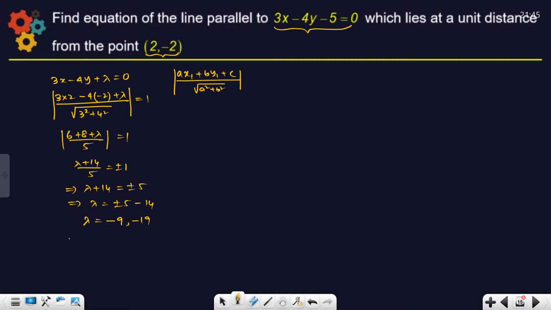Therefore, the equation of the line at unit distance from this point will be 3x minus 4y minus 9 equals 0 or 3x minus 4y minus 19 equals 0. You know why these two equations of lines are coming? Because if this point is (2, -2), there will be two such lines at unit distance from this point. That is why we are getting two such equations. Okay, let us move to the next problem.